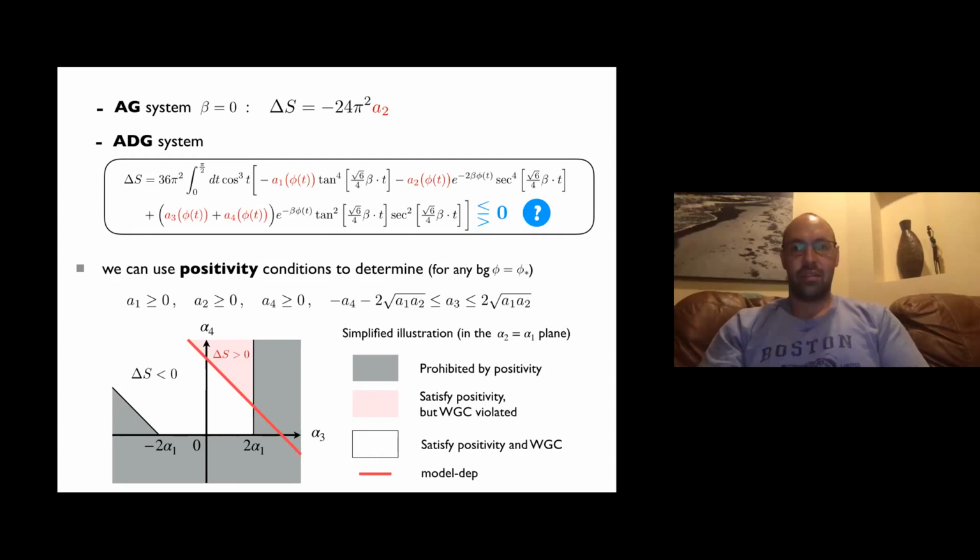So the allowed region, sorry, the forbidden region by positivity is the gray one. The allowed region, which satisfies the positivity for the coefficients A3 and A4, is this region, which is the white and the pink region. But specifically, the pink region is the region where you can compute delta S to be positive. So this is really relevant.